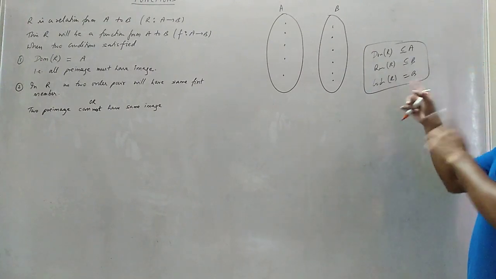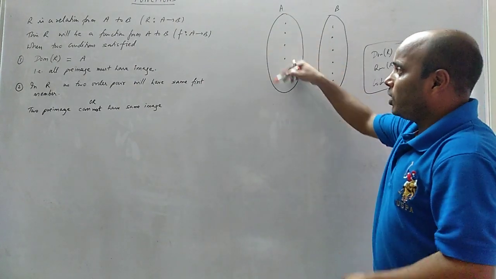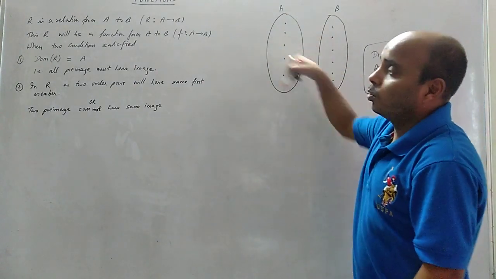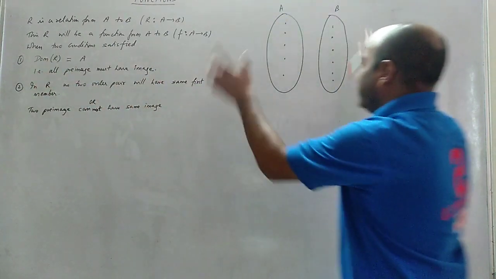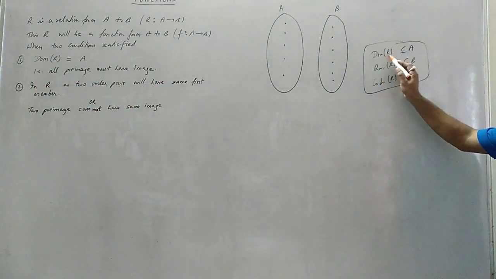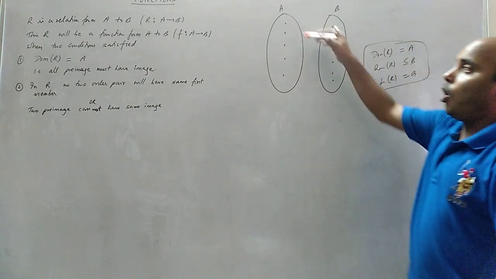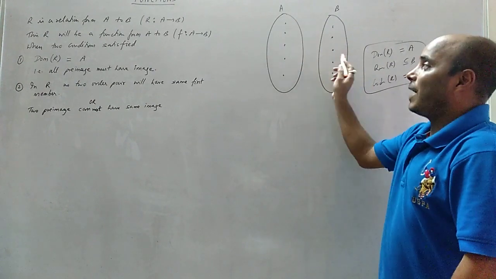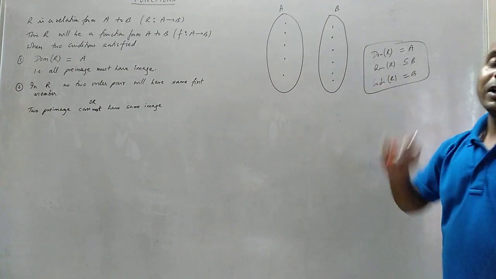But this relation will become a function when the domain of the function equals the whole first set. The domain of relation means that if we have a relation where the domain of R is equal to A, that means all the elements will have some arrows. Okay, then it becomes a function.